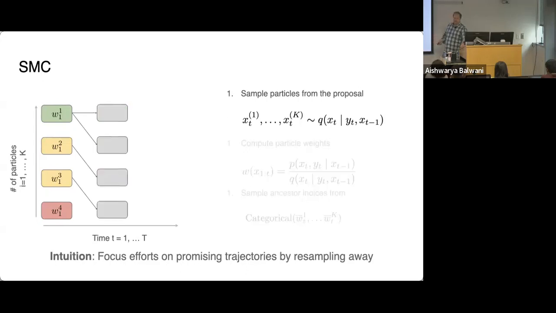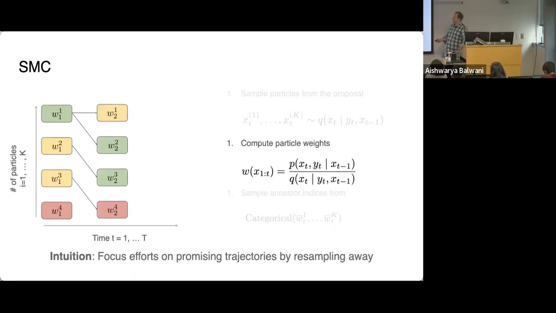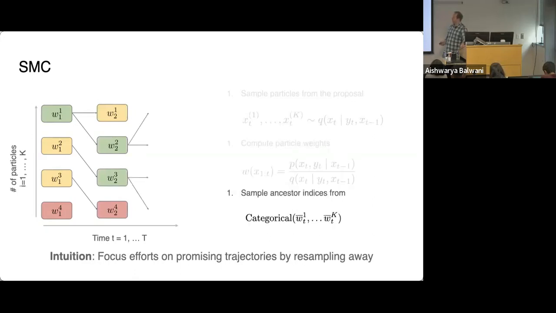So now we can repeat the process. Now these two particles are both following from this trajectory that was good up until time t. We do the same thing. We weigh them, compute the normalized weights, and sample from this categorical distribution.